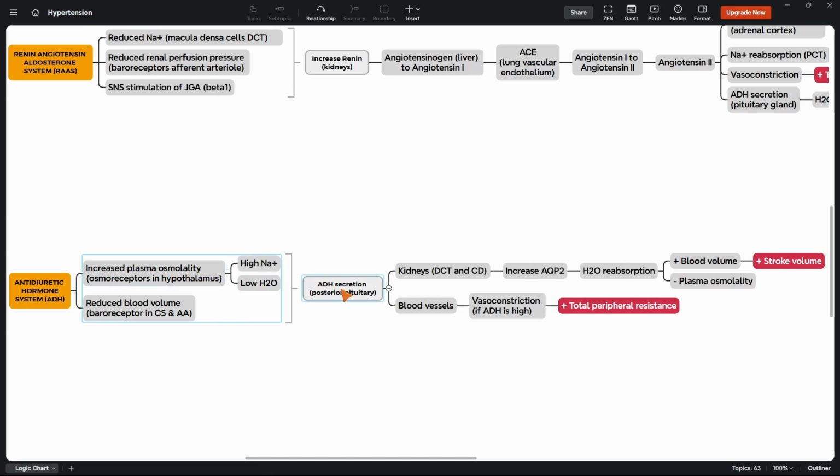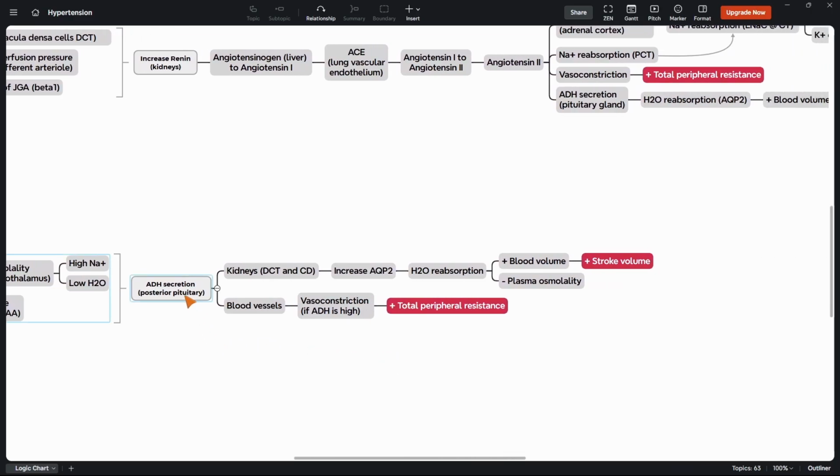from the posterior pituitary. The other way that ADH is secreted from the posterior pituitary is a reduced blood volume, and the reduced blood volume is picked up by baroreceptors which are located in the carotid sinus and the aortic arch, which stimulates the release of ADH. The purposes of ADH is to, one, drive down the osmolality of the serum and also to increase blood volume.